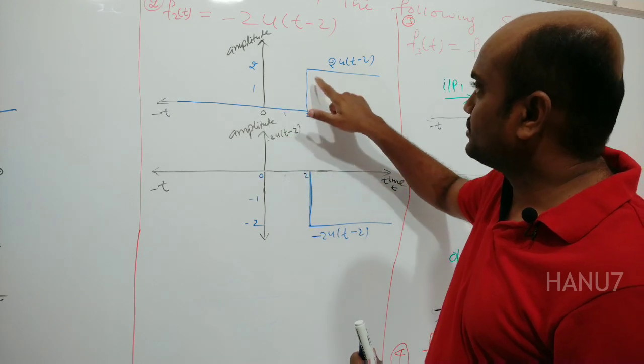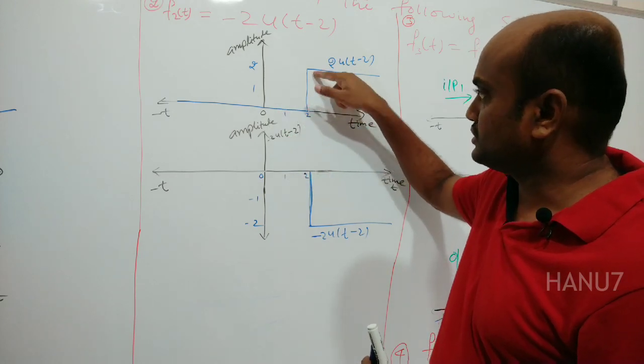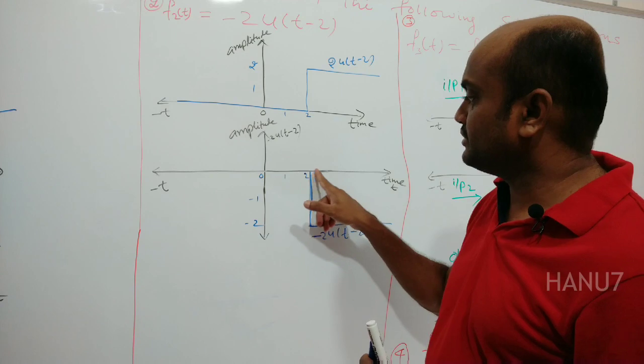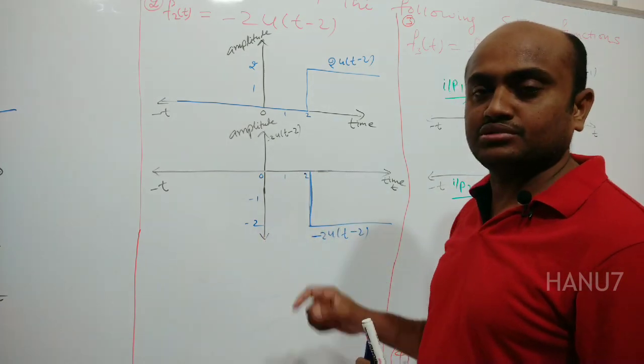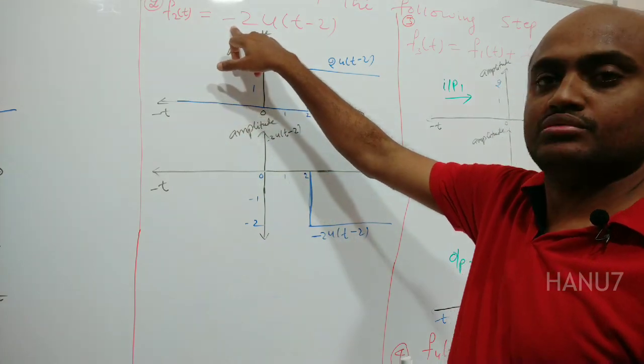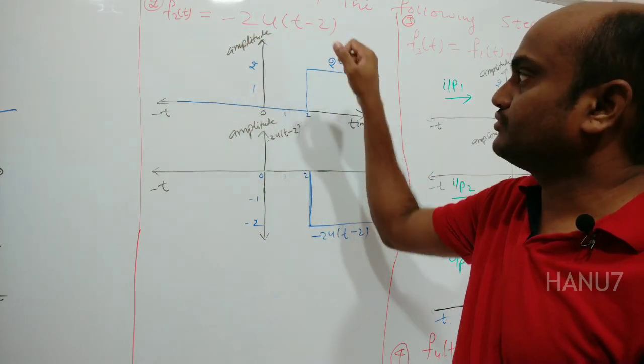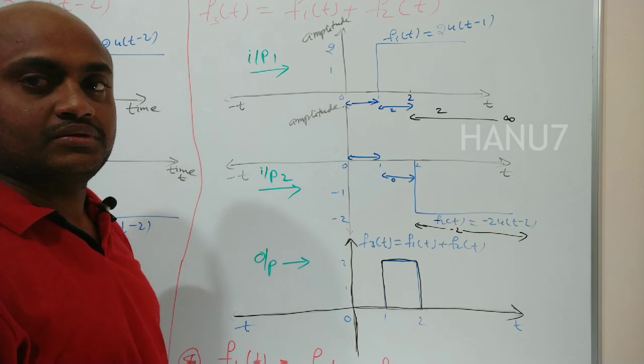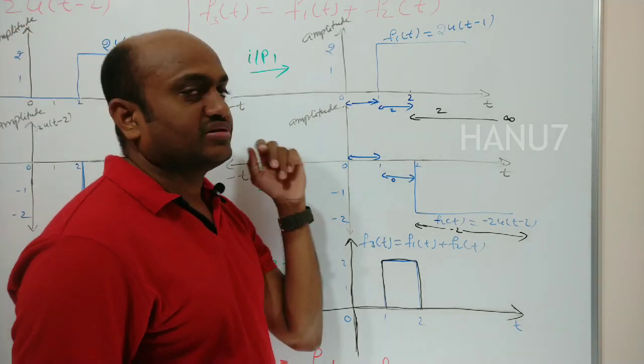Unit step delayed by 2 units with amplitude 2. Its mirror image is unit step delayed by 2 units with amplitude minus 2. So this is your second question: f of t is equal to minus 2 u of t minus 2. Yeah, coming to the third problem.